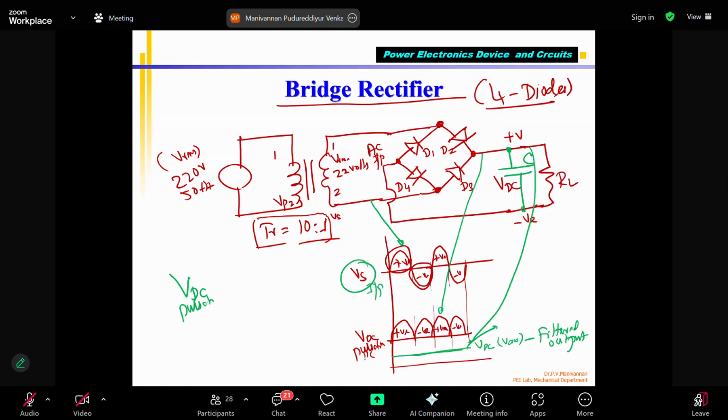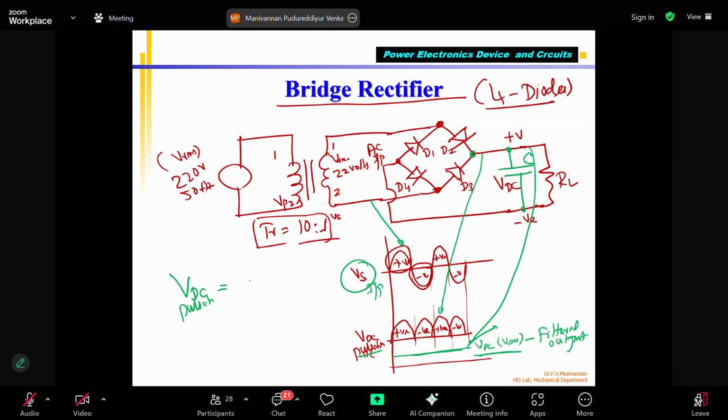The pulsating DC bridge rectifier output before filtering. This is after filtering. VDC is after filtering. This is pulsating DC before filtering, without capacitor. I mean I am talking here. Once you connect the capacitor, it is automatically filtered. Okay.